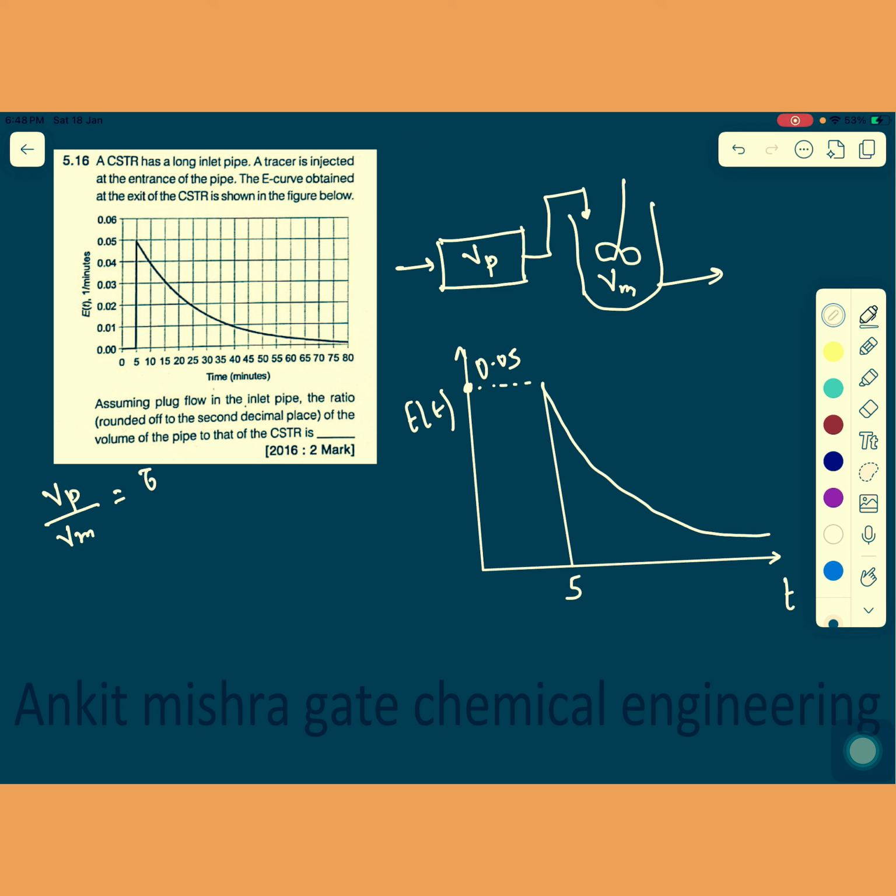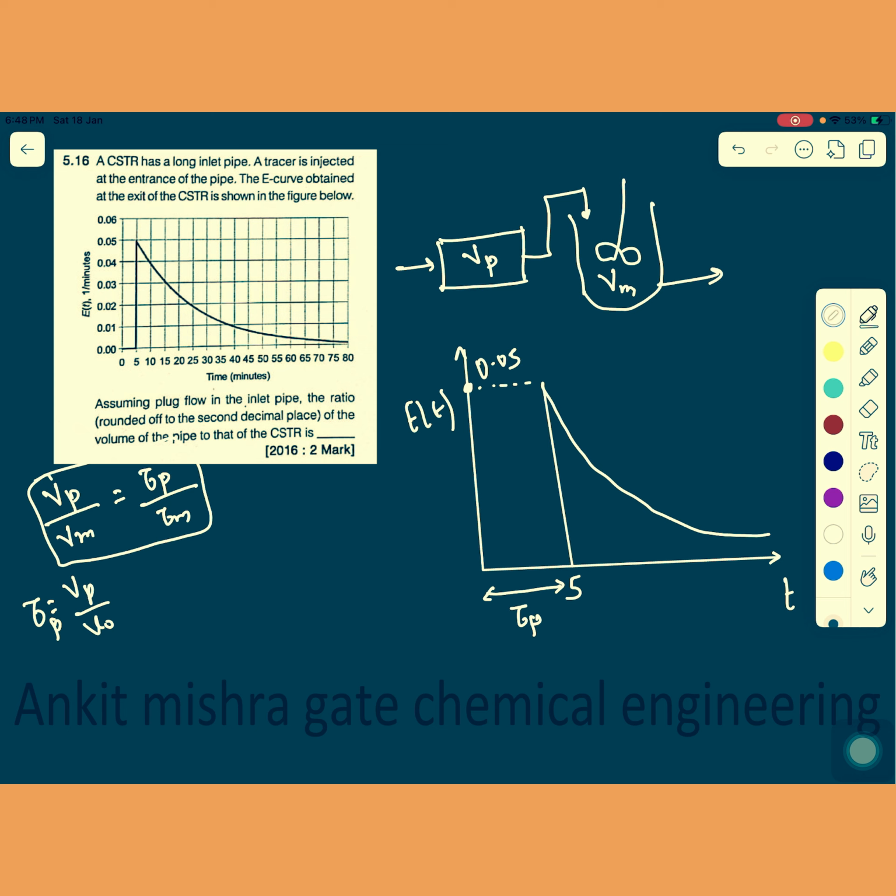That can be written as what? If I write tau p is equal to Vp divided by V naught, tau is directly proportional to volume, so it can also be written as tau p divided by tau m. This is the concept that is hidden in this particular problem. Once you understand this, the question is very easy. Now just try to understand what is tau p. Since the PFR is connected to the CSTR, that value will be tau p.